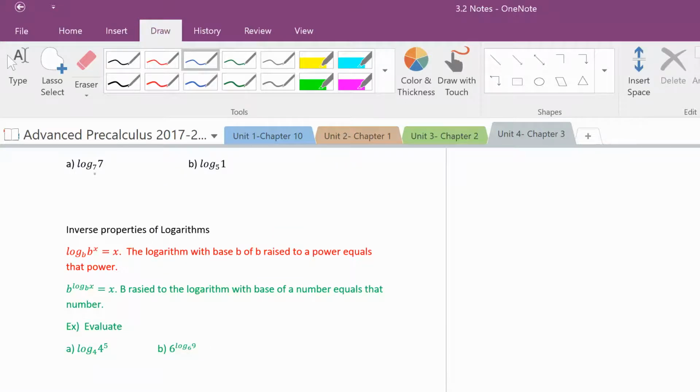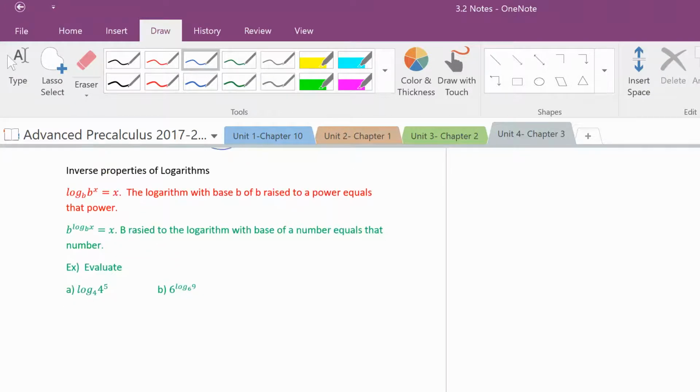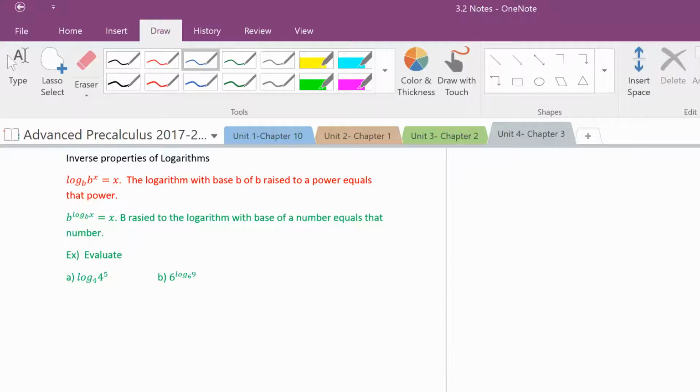So here are some examples. Log base 7 of 7, that's equal to 1. And log base 5 of 1, that's equal to 0. There are also inverse properties.